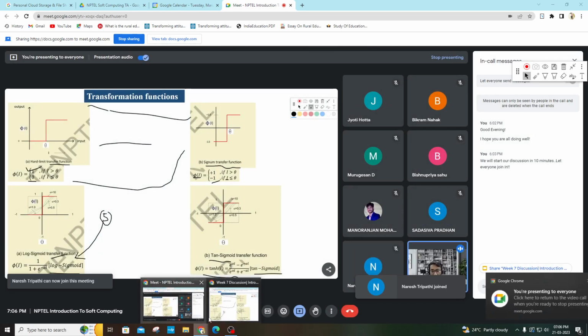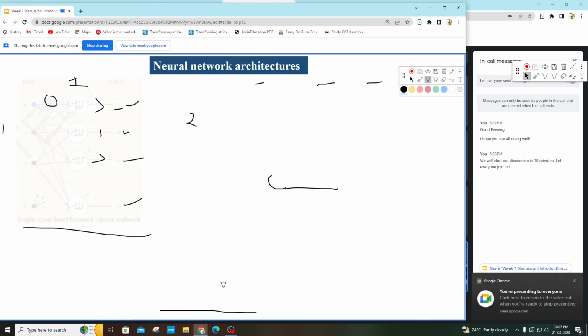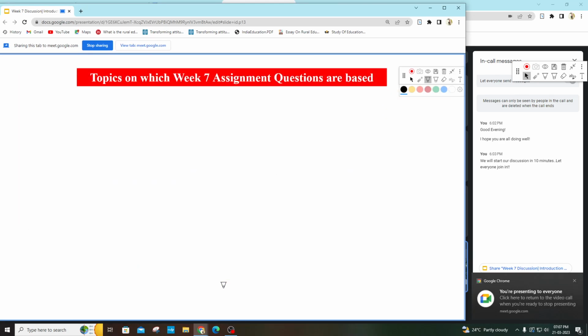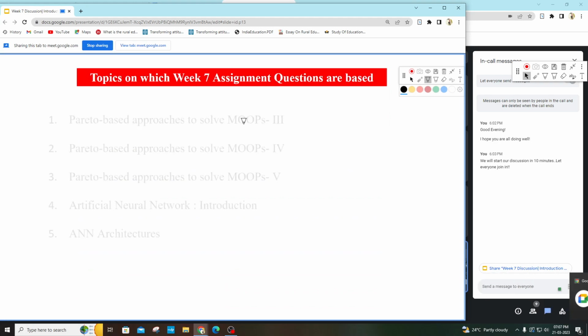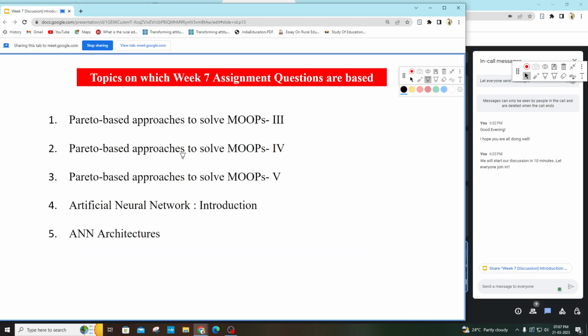So now we will be discussing the assignment questions. Your assignment questions are based on all these topics. As this is the last class, someone was asking whether these are the questions you are solving in your assignment. The answer is no. These are similar questions to the ones you are solving in your assignment.